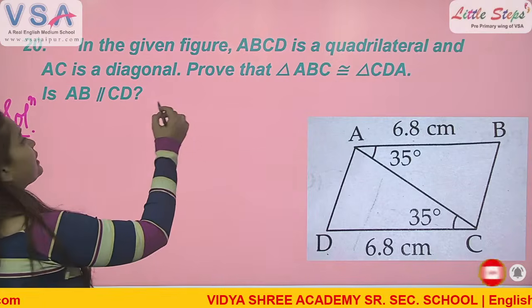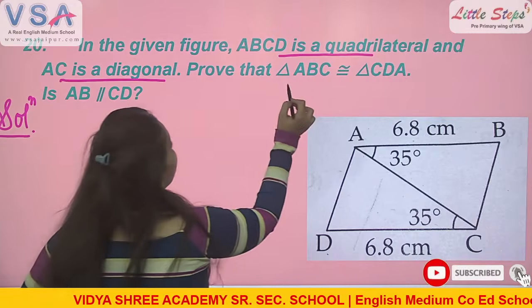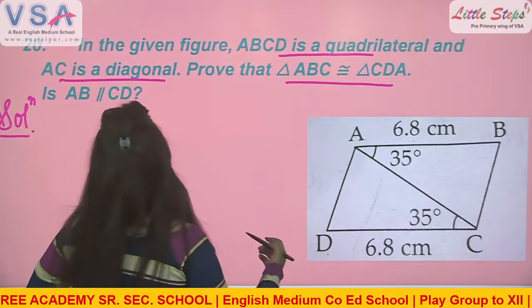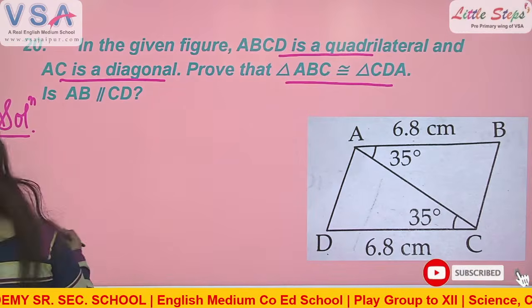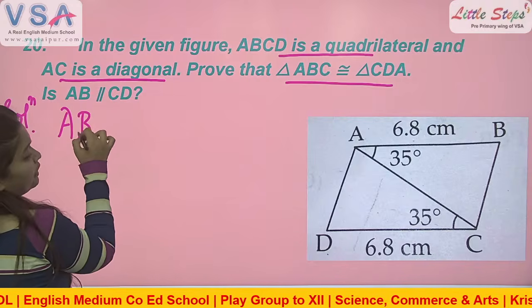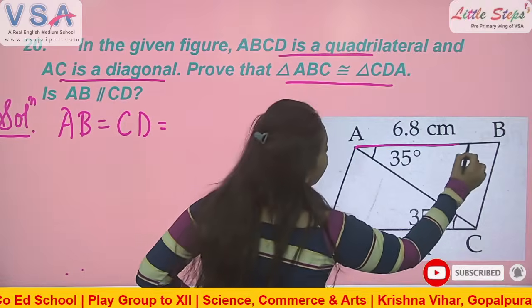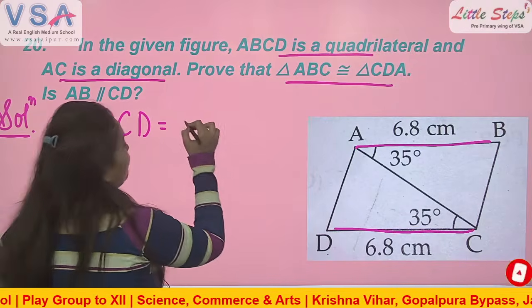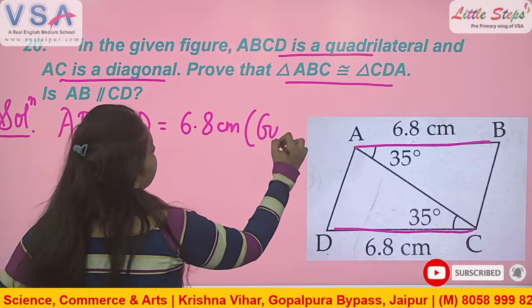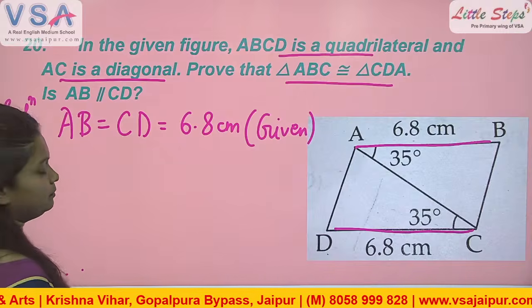Okay, in the given figure, ABCD is a quadrilateral and AC is a diagonal. Prove that ABC and CDA are equal or not, and AB is parallel to CD or not. Of course, starting from AB equal to CD. Can we see that AB is equal to CD and both are 6.8 centimeter. And we will write given in the bracket. This is something that is already given to us.